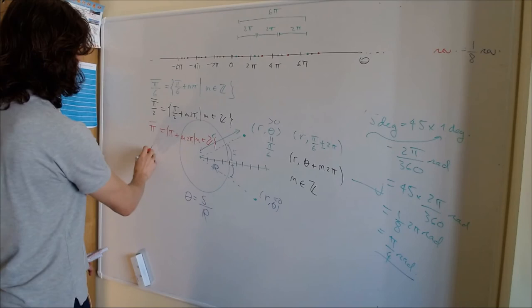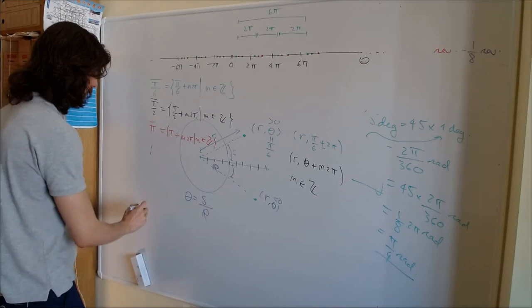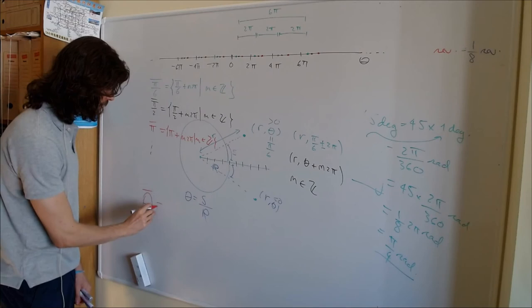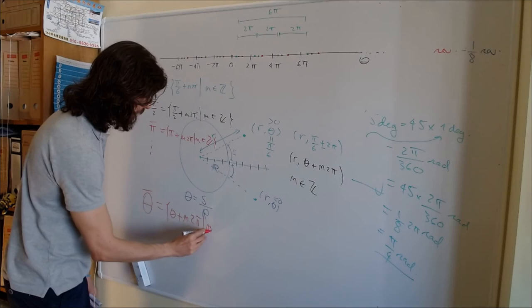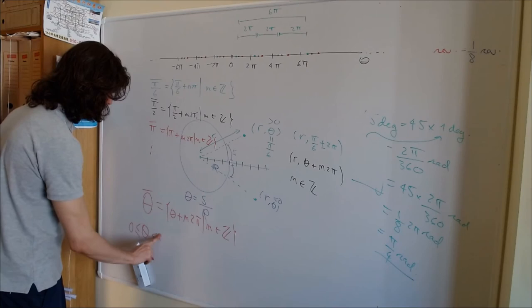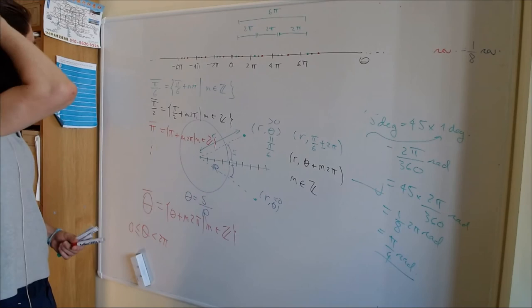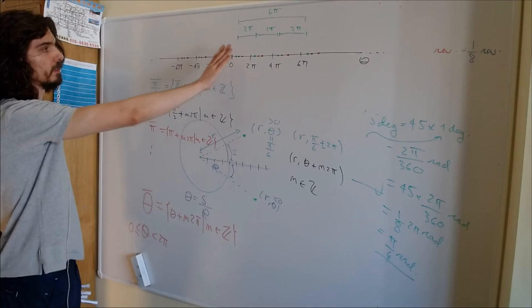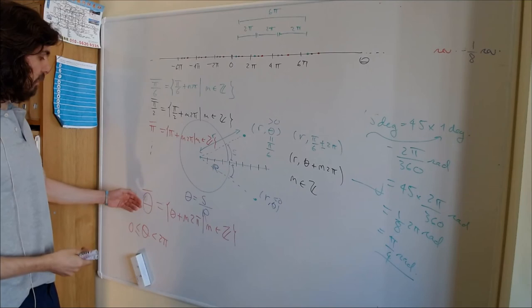So in general, we see theta bar is theta plus n 2 pi, where n belongs to the positive or negative integers, and theta ranges between 0 and 2 pi, okay? This is all the possible sets that you can construct in this way. Each set contains all the possible names with the same XY coordinate, okay?